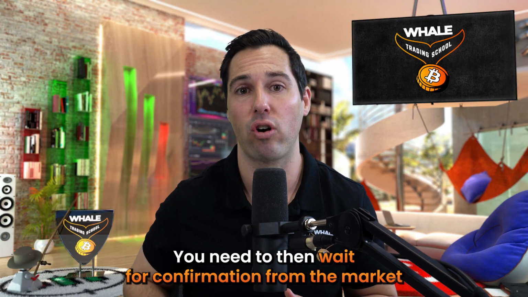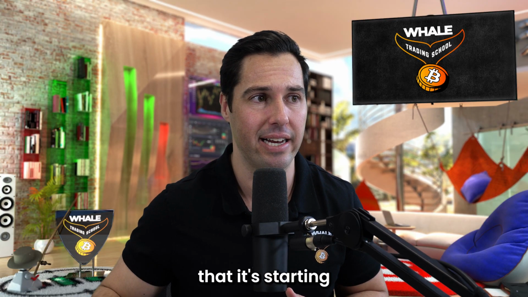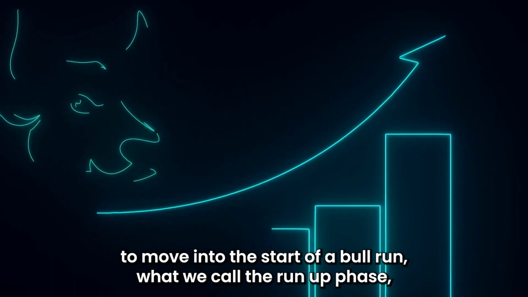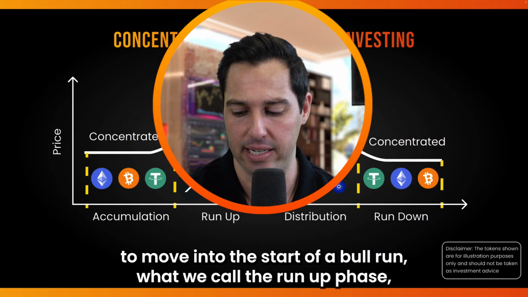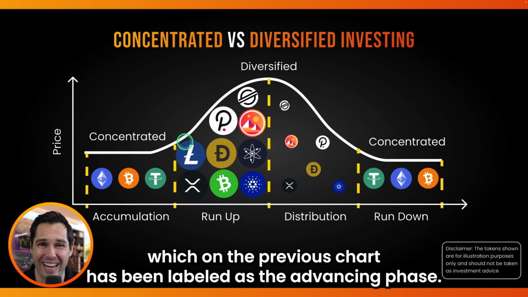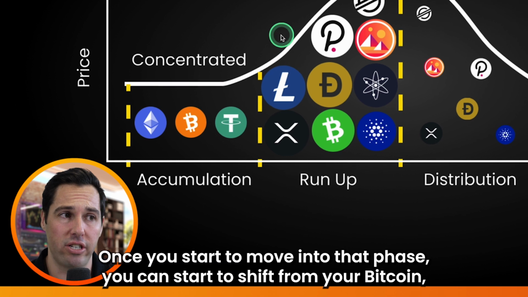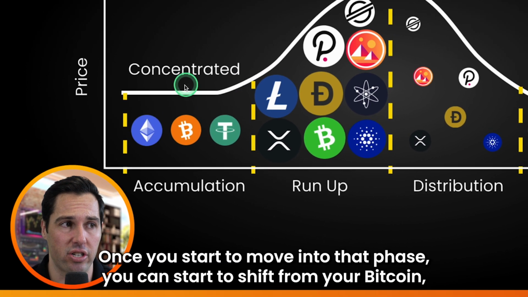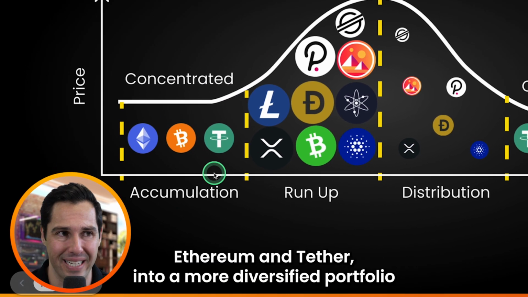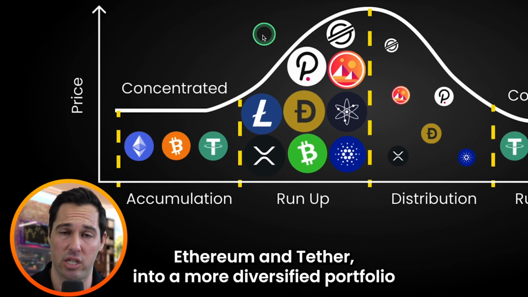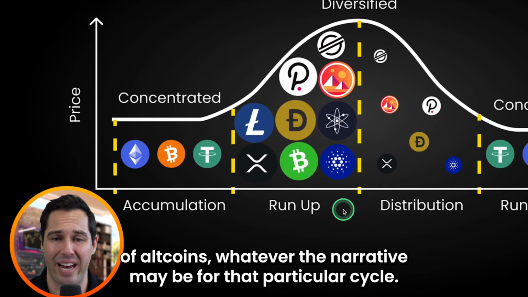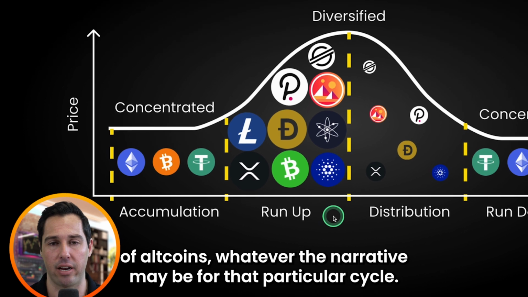You need to then wait for confirmation from the market that it's starting to move into the start of a bull run, what we call the run-up phase, which on the previous chart has been labeled as the advancing phase. That's phase 2 of the market cycle. Once you start to move into that phase, you can start to shift from your Bitcoin, Ethereum, and Tether into a more diversified portfolio of altcoins, whatever the narrative may be for that particular cycle.